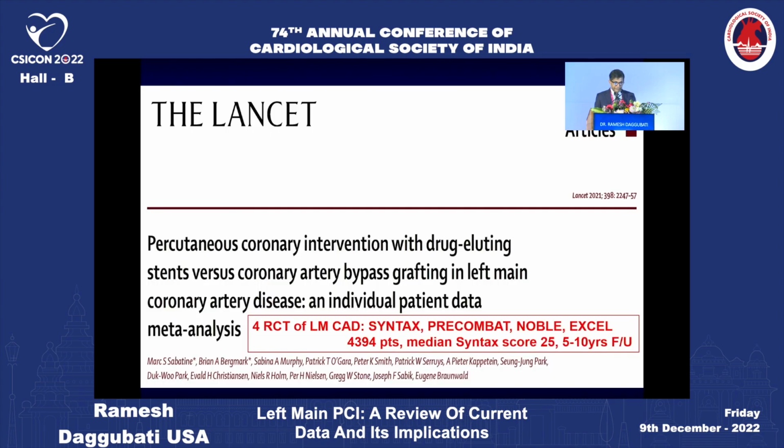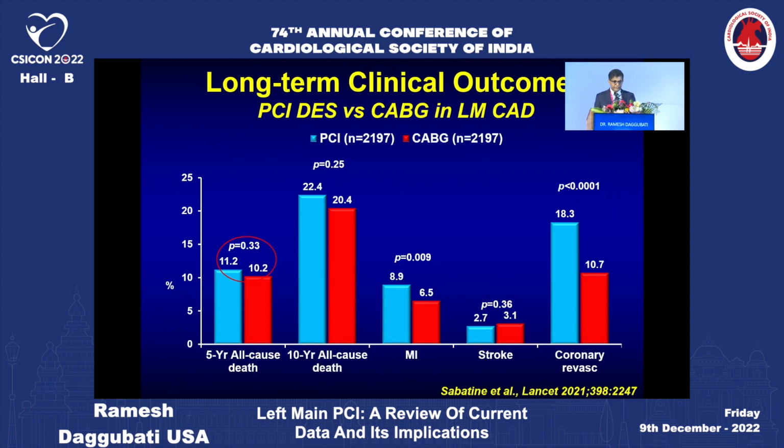So if you combine all these, SYNTAX, PRECOMBAT, NOBLE, EXCEL, a 4 randomized controlled trial analysis was presented by Mark Sabatine in 4,394 patients and published in 2021 in the Lancet. It shows that 5-year all-cause death has an absolute risk of 1% in the PCI arm, which is not statistically significant. 10-year all-cause death has about a 2% absolute difference, higher in the PCI, still not statistically different. But the main thing is repeat coronary revascularization, which is about an 8% absolute increase in PCI compared to CABG, and also myocardial infarction.